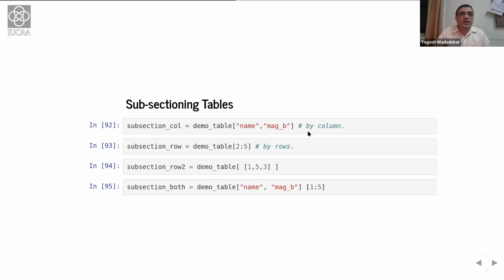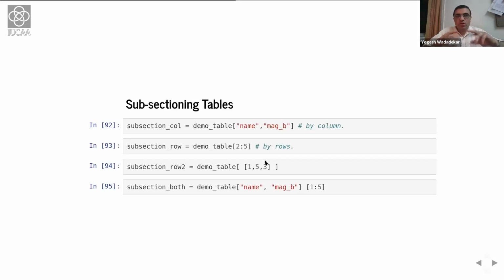Subsectioning, can you elaborate the third line? Okay, so we are on subsectioning tables. So what do you think this is going to do? It's going to create a subsection of rows where it is going to pick up the second row. Remember, it starts with 0, and then it's going to put the 6th row and the 4th row.